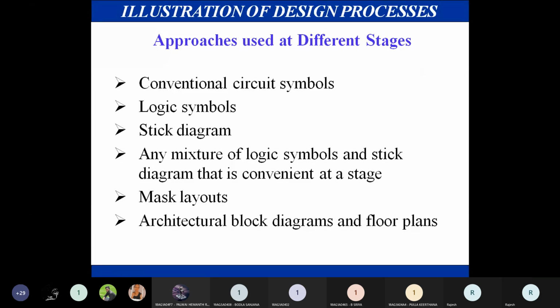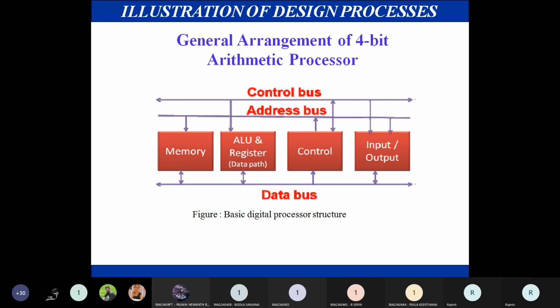Generally while designing, what are the approaches used at different stages? Other than CAD tools, or in the CAD tools or in manual designing, we can use circuit symbols, logic symbols, stick diagrams, layouts, architectural block diagrams, and floor planning. These are the tools or approaches used for different design stages. Here we consider the digital processor.